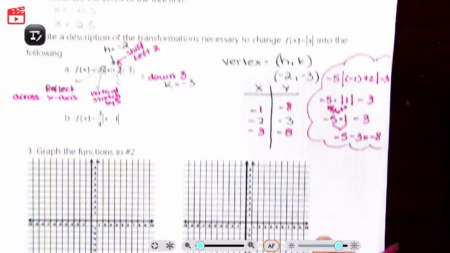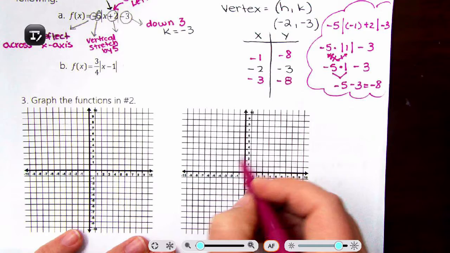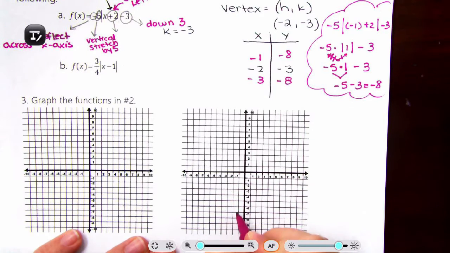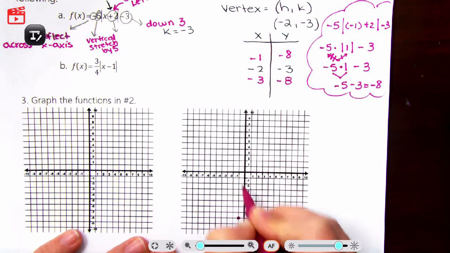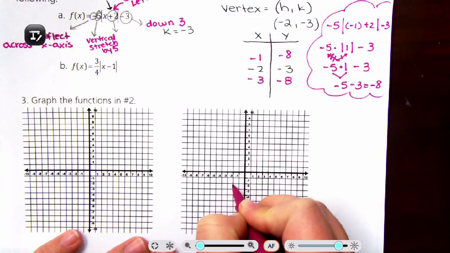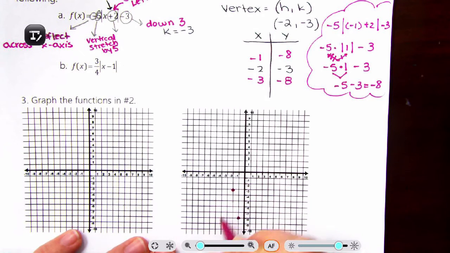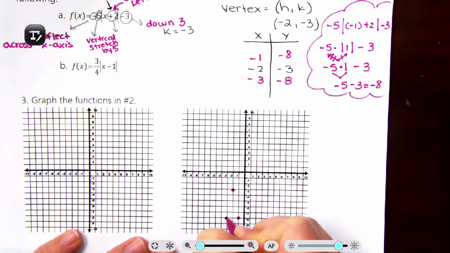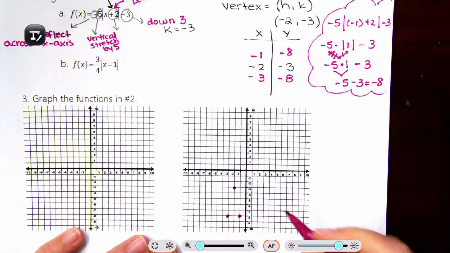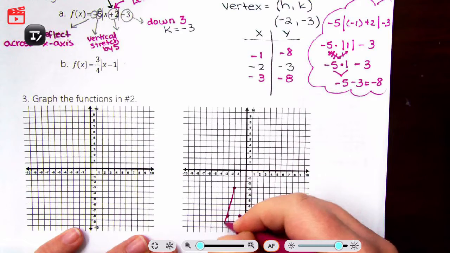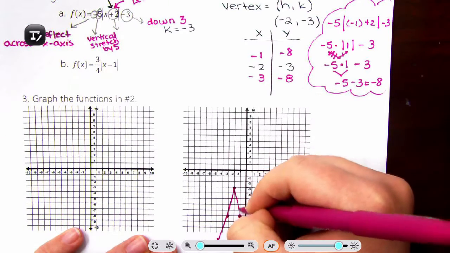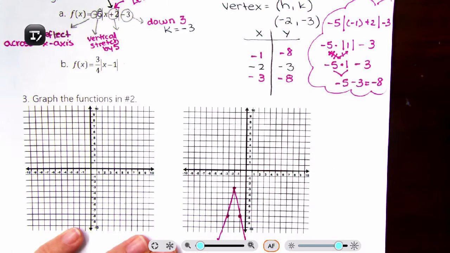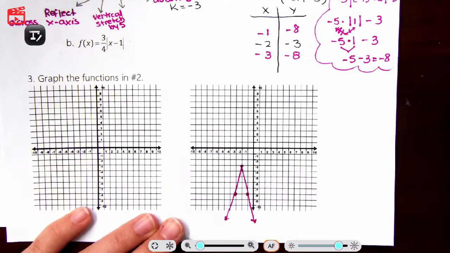So let's go ahead and graph this one here. So I have negative 1 and negative 8, which is all the way down here. I have negative 2 and negative 3, 1, 2, 3, which is here. And I have a negative 3 and a negative 8, which is here. Should have 3 points. Using a ruler or a straight edge, we're going to connect these and make these super duper straight, and it's going to look like an upside down V.